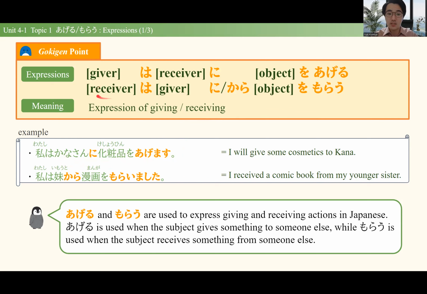For receiving, you use もらう. Receiver is the subject. は giver にをから、giver からオブジェクトをもらう。私は妹から漫画をもらいました。I received from my sister a comic book. So, あげる and もらう take in different particles. This basically describes giving and receiving.